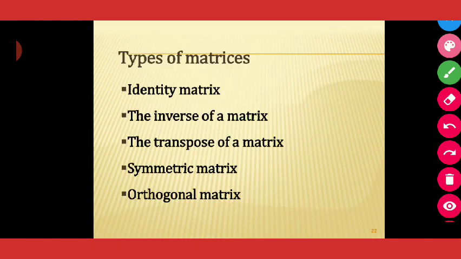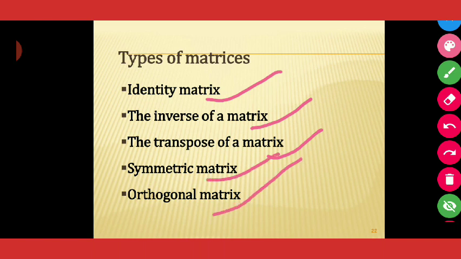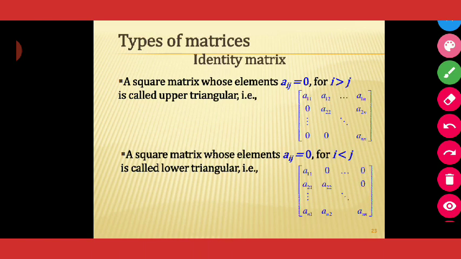Now we discuss types of matrices. There are many types of matrices. First is the identity matrix, then inverse of a matrix, transpose of a matrix, symmetric matrix, and orthogonal matrix. First, identity matrix. An identity matrix is a square matrix. What is a square matrix? A matrix is square if the number of rows and the number of columns are equal, that is, of n by n order.